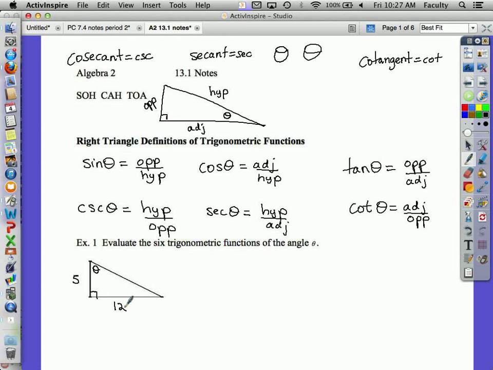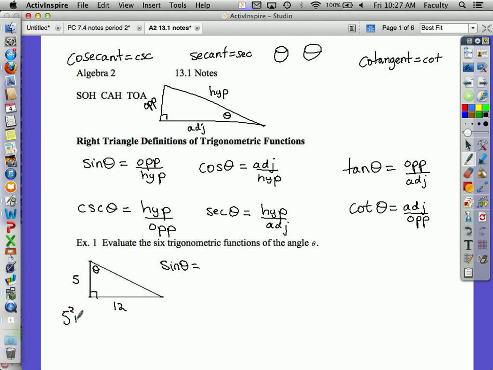So it says in example 1, this was the given information. It says evaluate the 6 trigonometric functions of the angle theta. So I'm going to start with sine theta. And I know from SOHCAHTOA that's opposite over hypotenuse, but there's a problem. They didn't give me the hypotenuse. So I have my math tool belt, and I know the Pythagorean Theorem, and I can find the missing side.